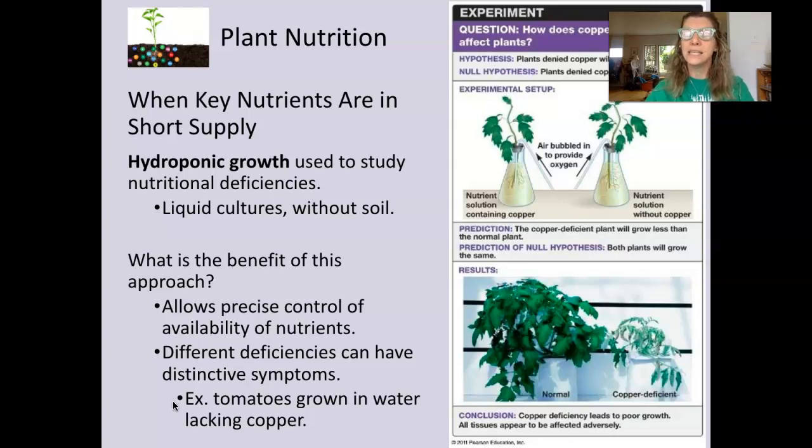So you can see these deficiencies when you add some things to the water but not others. And you can see by this image here, these would be normal growth, and then this would be a copper deficient tomato. So this would be a way for you to figure out actually what is causing this deficiency. So if you're growing it out in soil, it would give you some idea. If you were seeing some problems, this would help you figure out what is the actual thing that's causing the problem.